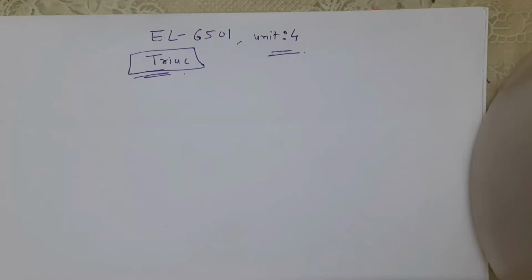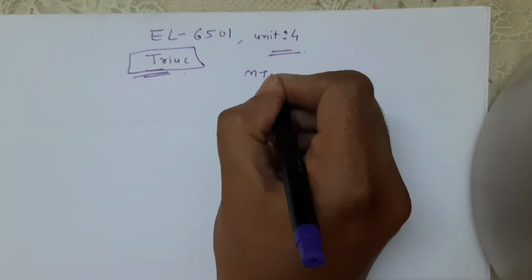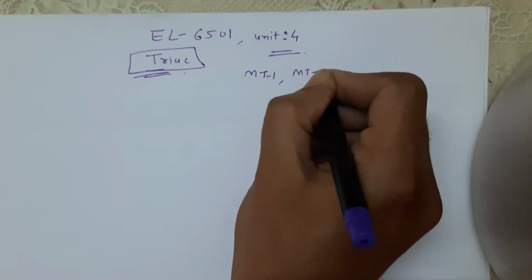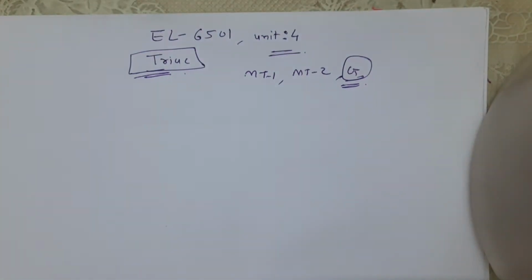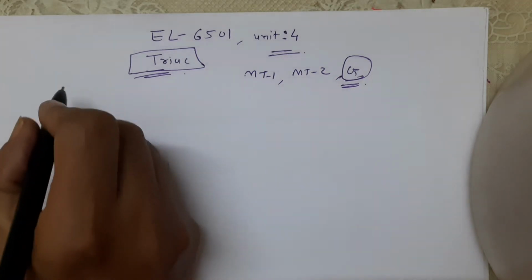So we already discussed the SCR in the last lectures, which has three terminals: anode, cathode and gate. Now we are discussing the triac, which also has three terminals, known as MT1, MT2 and gate. The difference we will see in these lectures. But first of all, we are discussing power electronics.